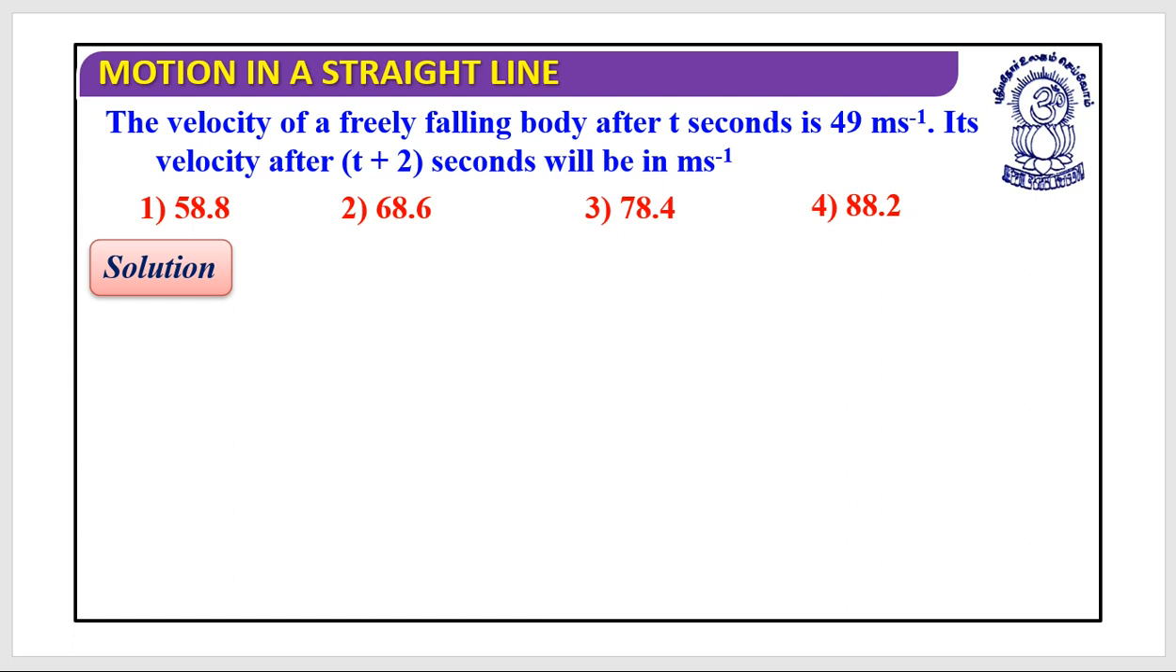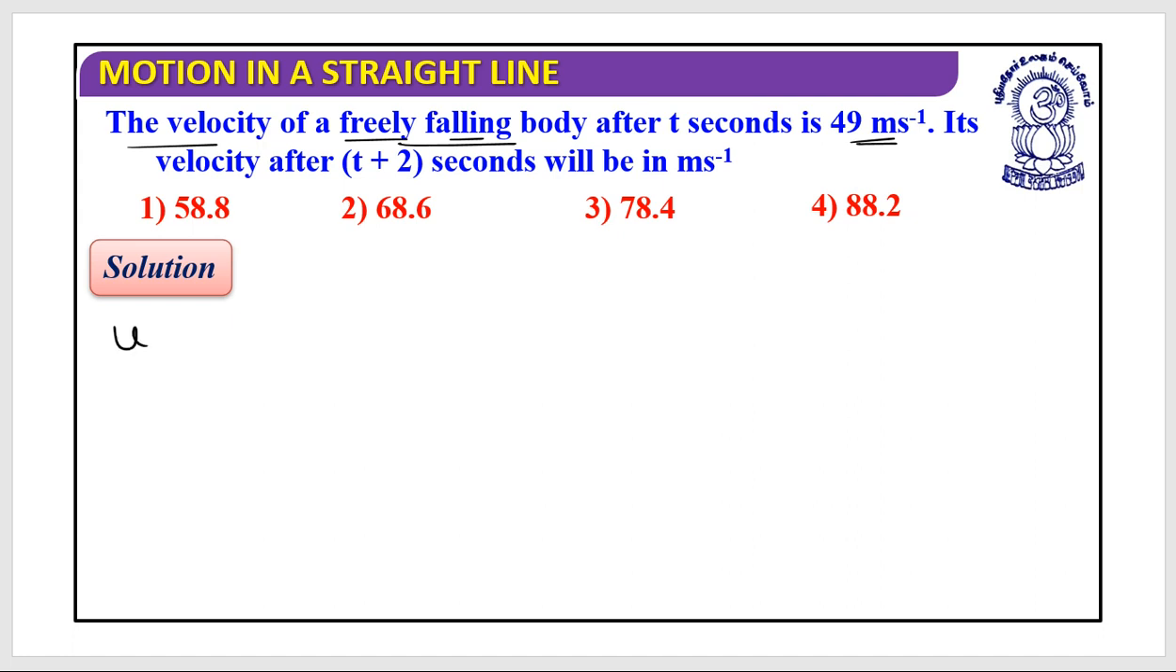Go through the data very quickly. What they have given is the velocity of a freely falling body after t seconds. It's 49 meters per second. Its velocity after t plus 2 seconds will be in meters per second. What they have given is that it's a freely falling body. They have clearly mentioned this.